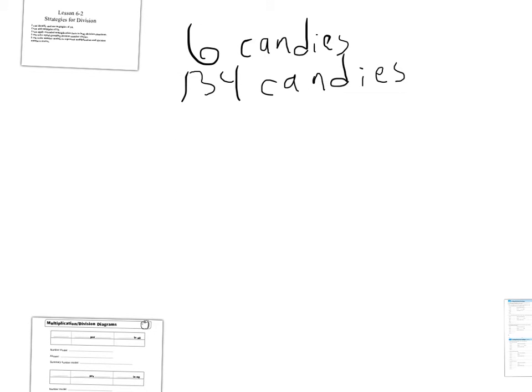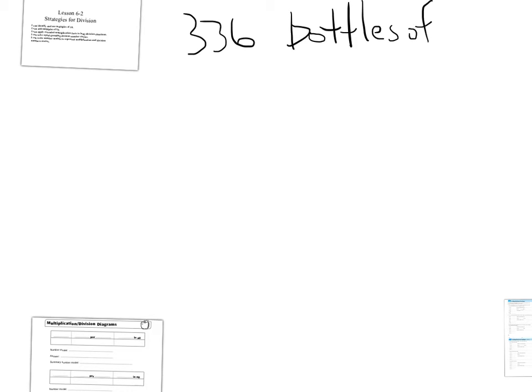Okay, so now I'm going to give you a new number story for you to figure out. The school used 336 bottles of water for the parent-teacher conferences. How many 8-packs of water would that be? How many 8-packs of water would 336 be?